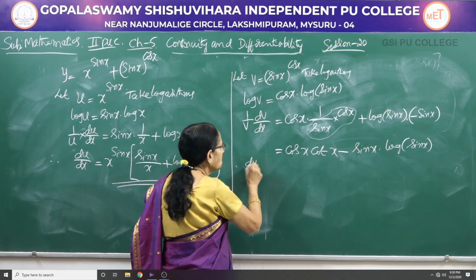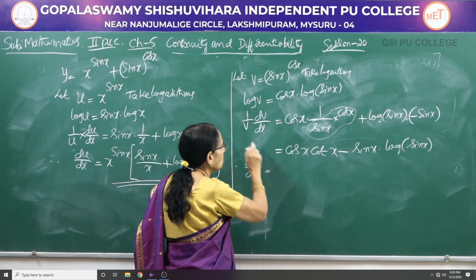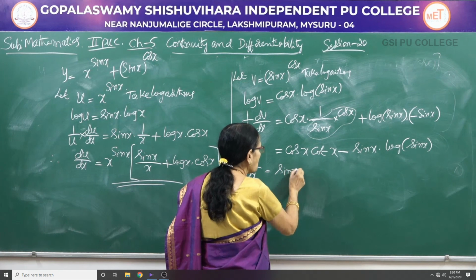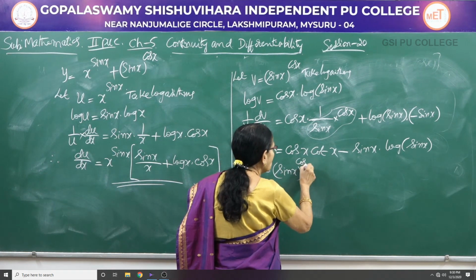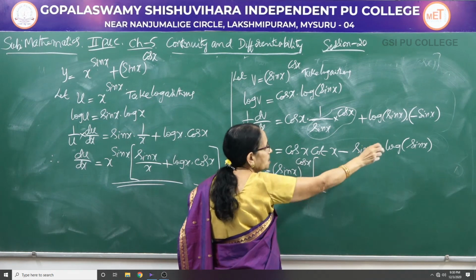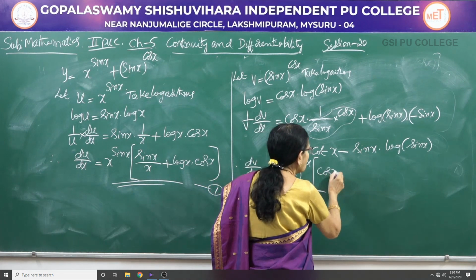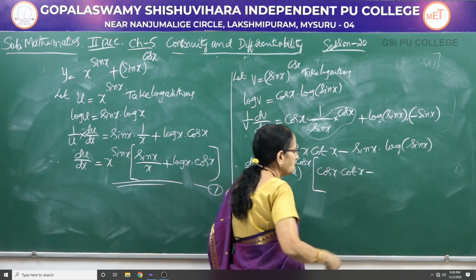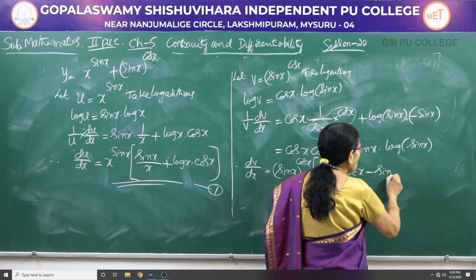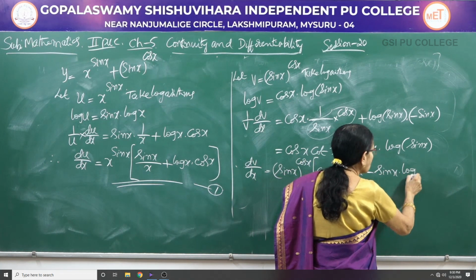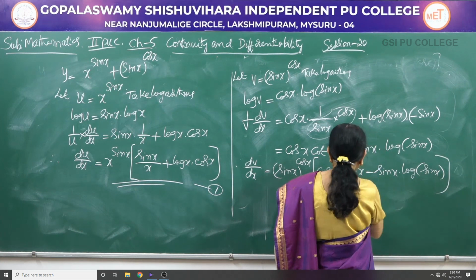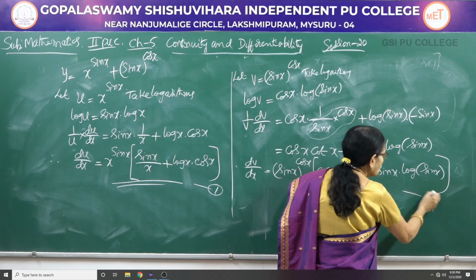Therefore, dv by dx would be equal to, take v to the right hand side. What is v? You write sin x whole to the power cos x into, write entire expression. It is cos x into cot x minus sin x into log of sin x. Now take this as the result 2.